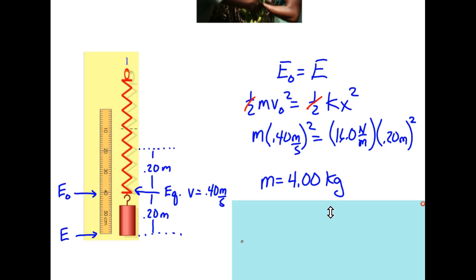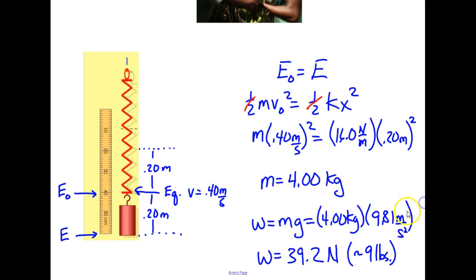Well, why would we want to know the mass? I thought we needed the weight. Well, easy enough. We just do a quick little W equals mg calculation. So 4 kilograms times 9.81 meters per second squared. And that gives us a weight of 39.2 newtons, which, just for reference, if we divide by 4.448 newtons per pound, gives us about 9 pounds, just so we know about how much that is. Don't have to do that part, but I did it just for understanding and reference.